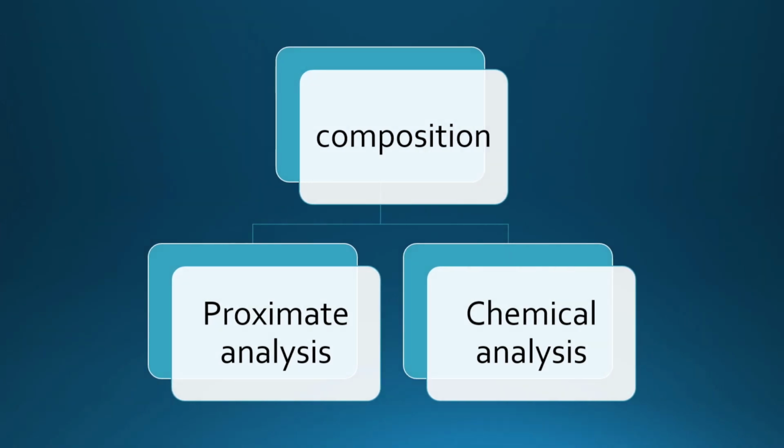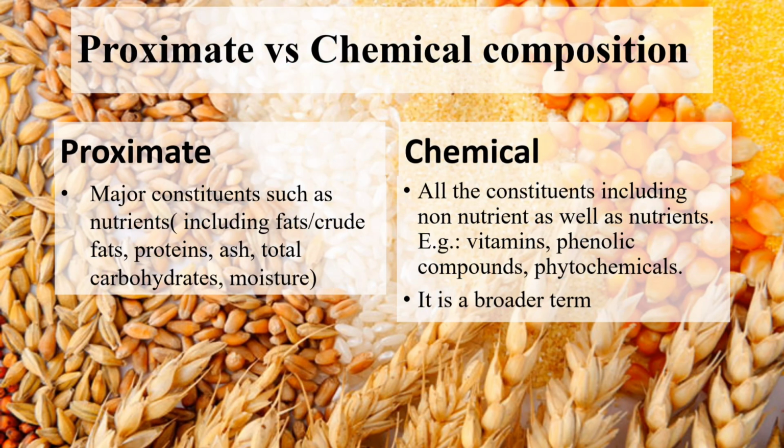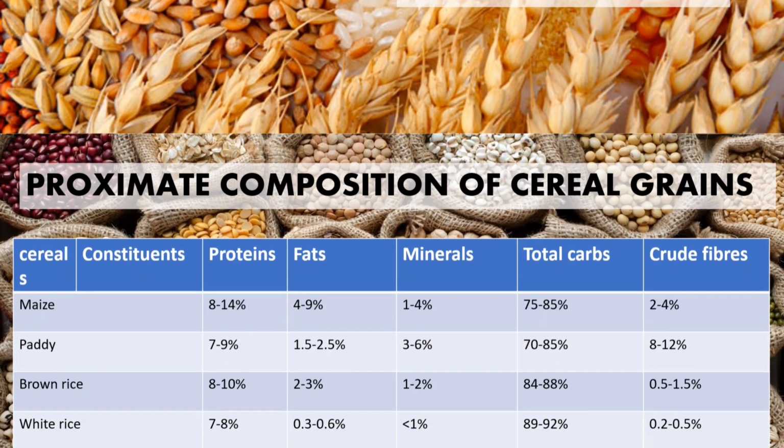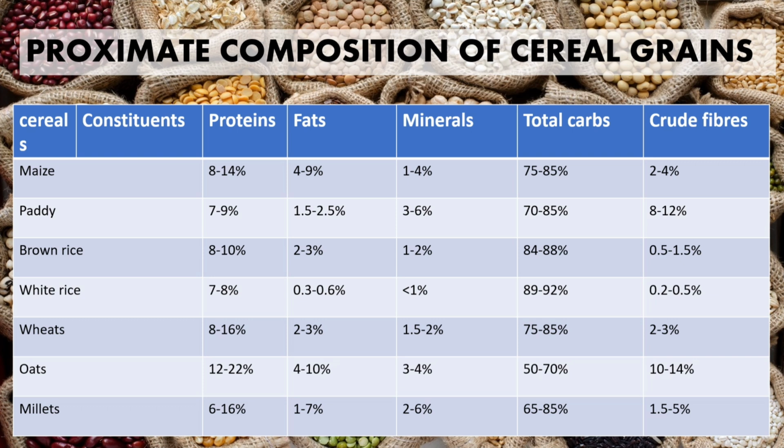So, the composition of cereal can be divided into two types: proximate composition and chemical composition. Proximate composition comprises major constituents such as crude fats, proteins, ash, total carbohydrates, and moisture, whereas the chemical composition includes all the constituents, including non-nutrients as well as nutrients, e.g. vitamins, phenolic compounds, phytochemicals. It is a broader term. This table shows proximate composition of cereal grains.